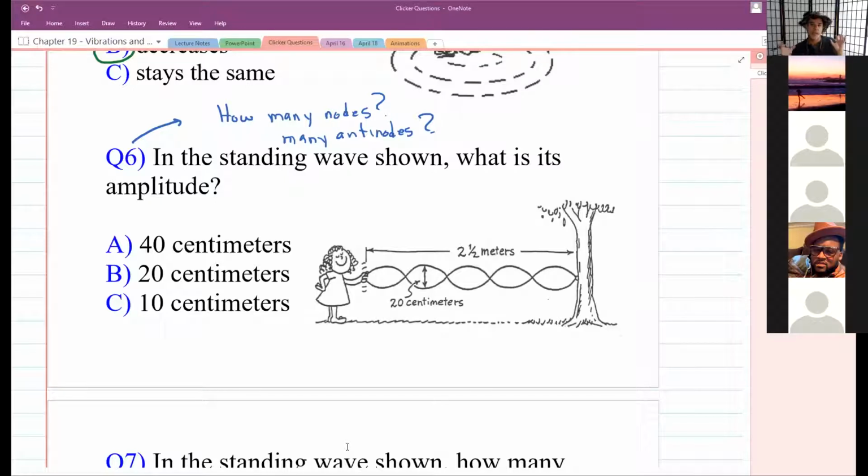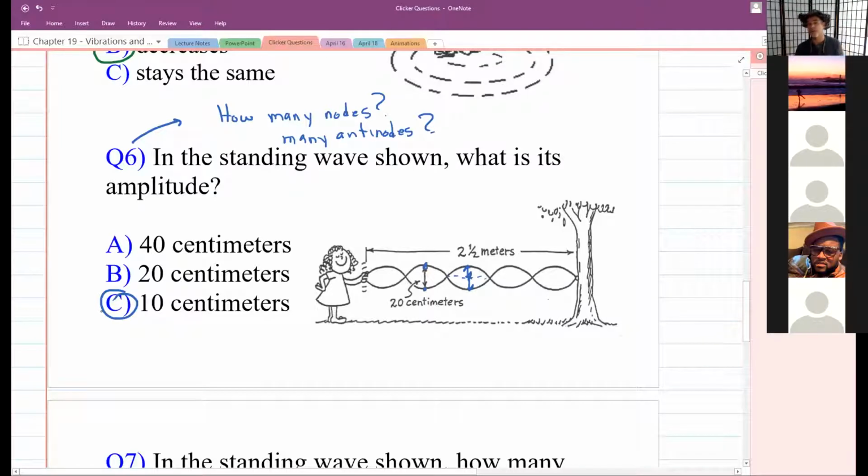So 1, the amplitude is always the distance from the middle of the wave to the highest point, or the middle of the wave to the lowest point. So they gave us from the highest point to the lowest point. That's actually twice the amplitude. So if this distance right here is 20 centimeters, then the amplitude is half of that. So the amplitude would be only 10 centimeters.